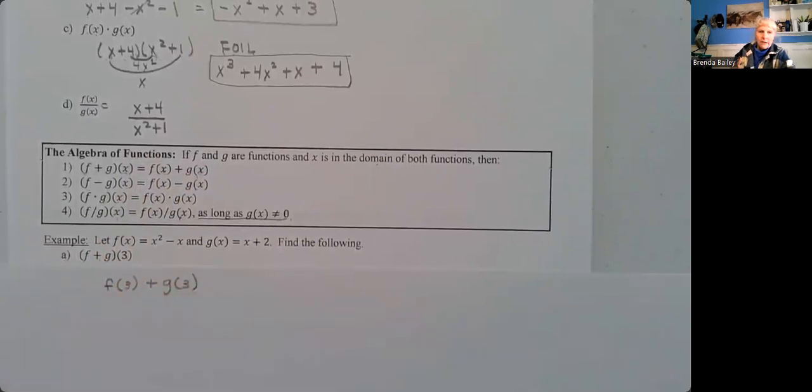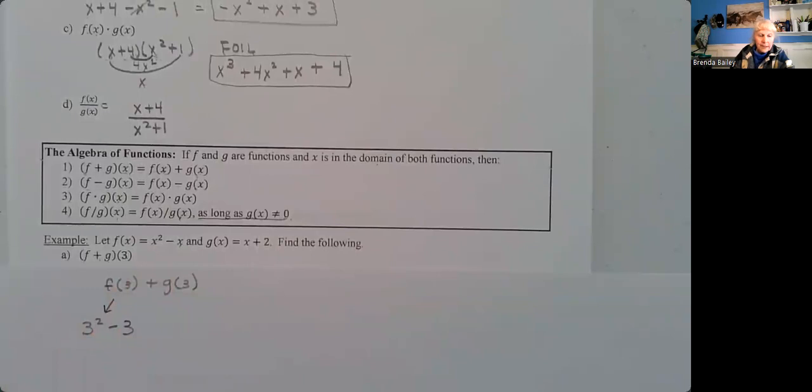Now, how do I solve this? Normally, like the ones above, we had an x, but now it's a 3. This means you put 3 in for the x. Whatever you have here goes in for the x's, these variables. So f of 3 is 3 squared minus 3. Okay, that's f of 3.